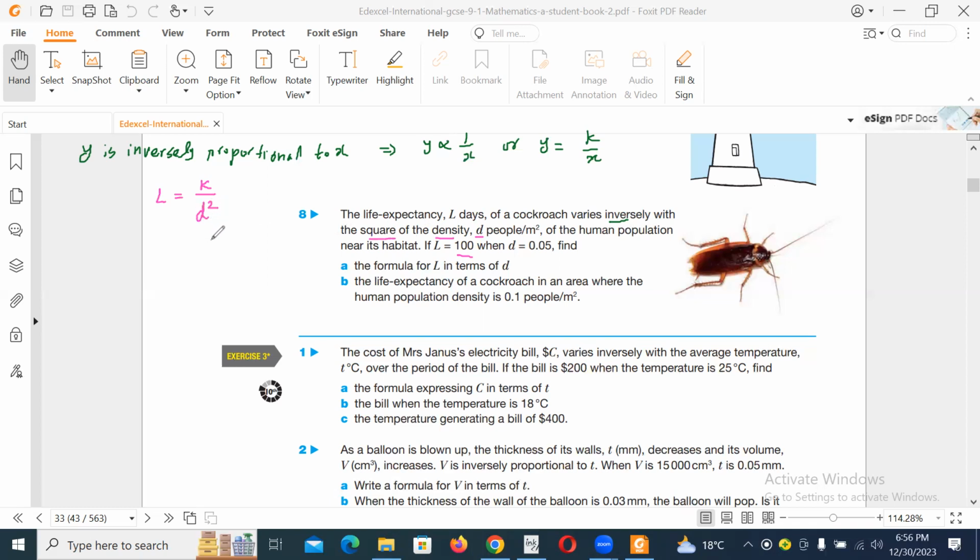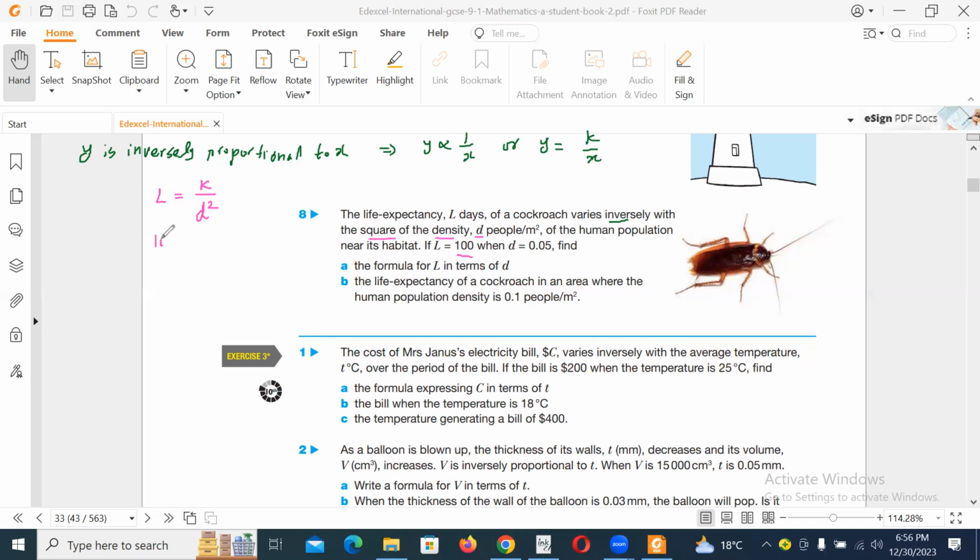This is the first form, but this is not our answer to part A. They want the value of K. Then we can say that L in terms of D. So we are given L is equal to 100.